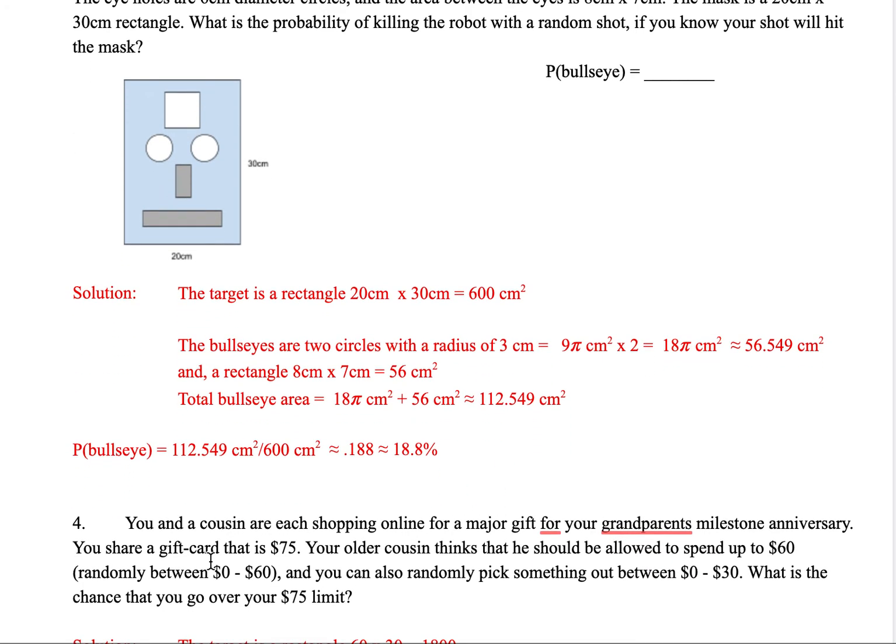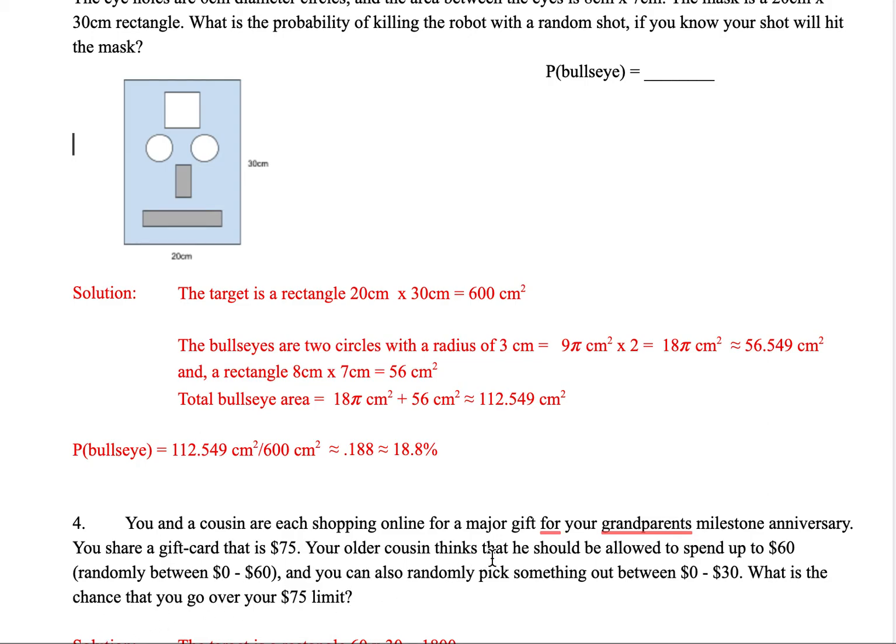Okay, next one now, you have to imagine that you and a cousin are out shopping online. I guess you're not out, you're in, as we are in shopping online for a major gift for your grandparents, milestone anniversary. You share a gift card that's got a total of $75. Your older cousin is a bit bossy and thinks that he should be allowed to spend up to $60, but promises to do it randomly between 0 and 60. And you can have what's left over, but you're given a budget between 0 and 30. And you can also spend randomly, so you might each be low, you might each be high. We want to know, what is the probability that you go over your $75 limit?